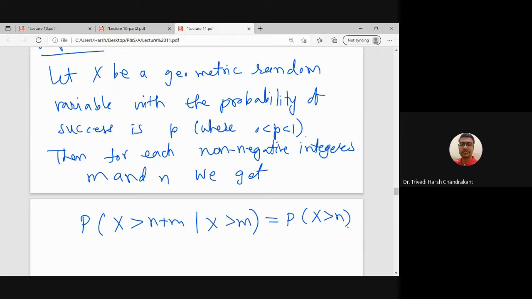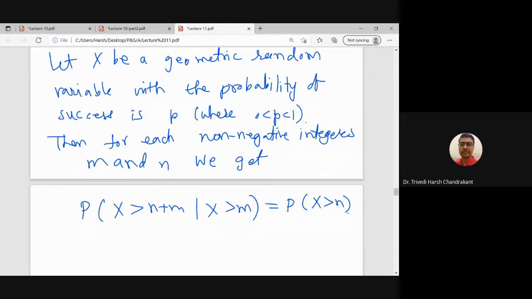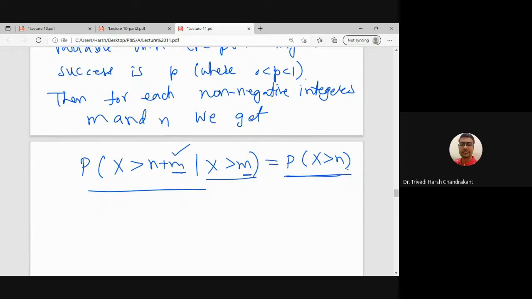So here you can see why it is called memoryless. Whether you start with m or you start with 0, you can write this as X greater than n given X greater than 0. Then these two probabilities are the same. From which m you are starting doesn't matter. In that sense, this has some applications. Therefore, it is called the memoryless property. We know that the probability of X greater than 0 is the total probability, because all points in the sample space will be there. So that is 1, so it is not written here.